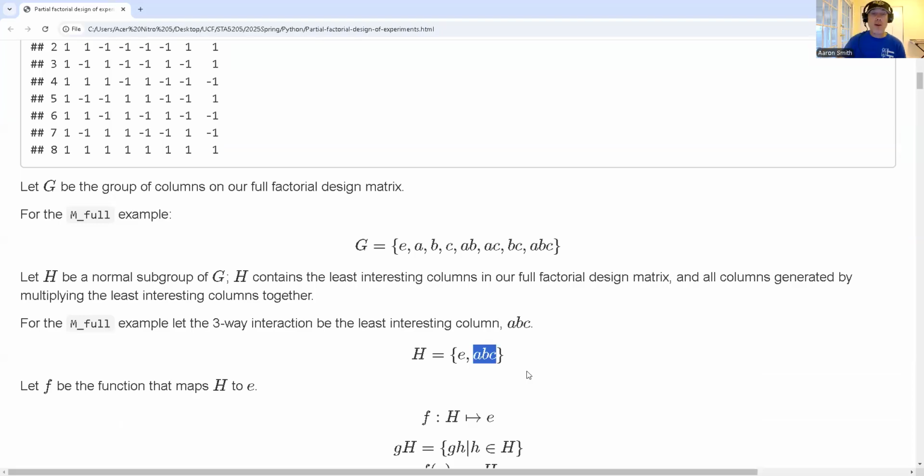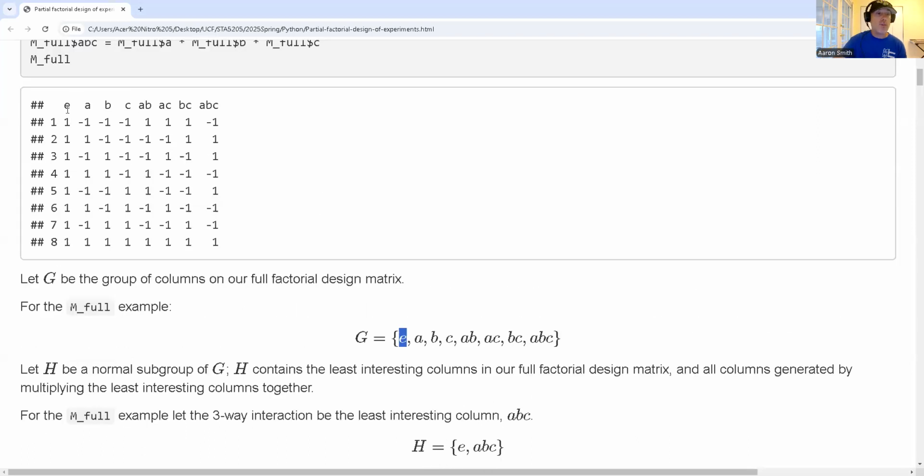Now, why am I calling the intercept E? That's how I learned group theory. My textbook had E for the identity. Notice that if I multiply the intercept column by any other column, I get the other original column back. And so this doesn't change anything. We need this for abstract algebra to work out. So E takes the role of multiplying by 1 with regular numbers, or adding 0 if I'm doing addition with regular numbers.